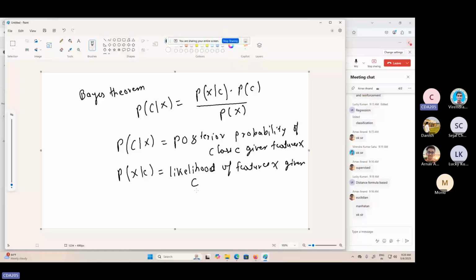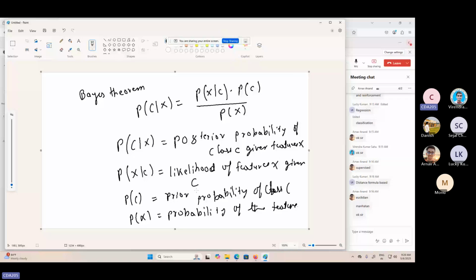What is P of C? That is the prior probability of class C. And what is P of X? It is the probability of the feature. So naive Bayes works on this only. Very clear with this.